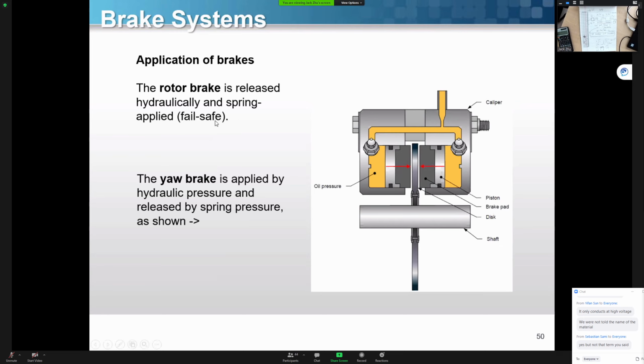Because of the rotor, if you lost power, you don't want it to move in case there's a high wind or something. So it's hydraulically released and spring applied. But the yaw brake controls the nacelle moving. So if you lost power and don't have hydraulic pressure, the spring will let the yaw go freely. If wind comes in and the yaw gets pushed to move, that's okay.